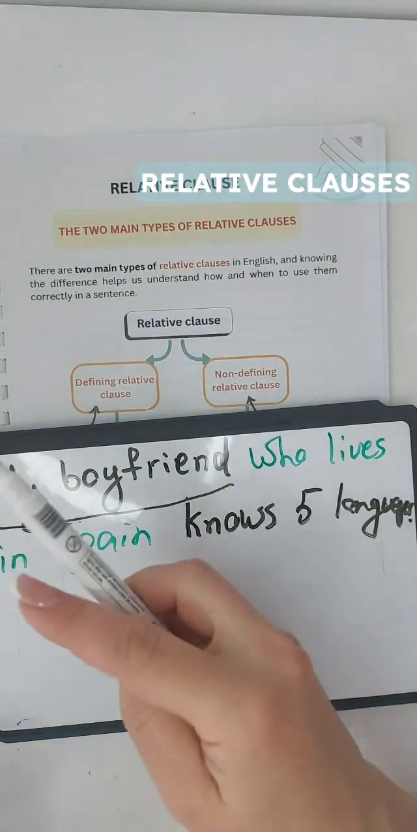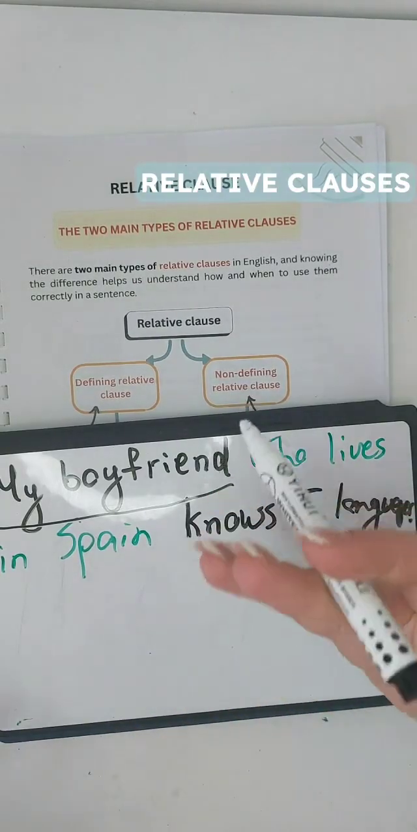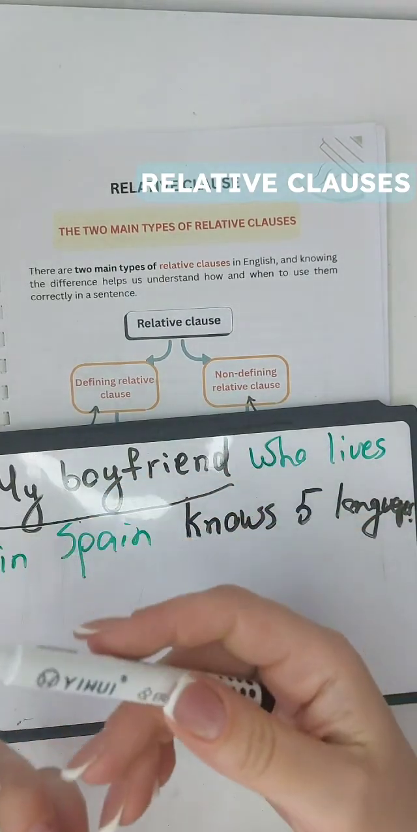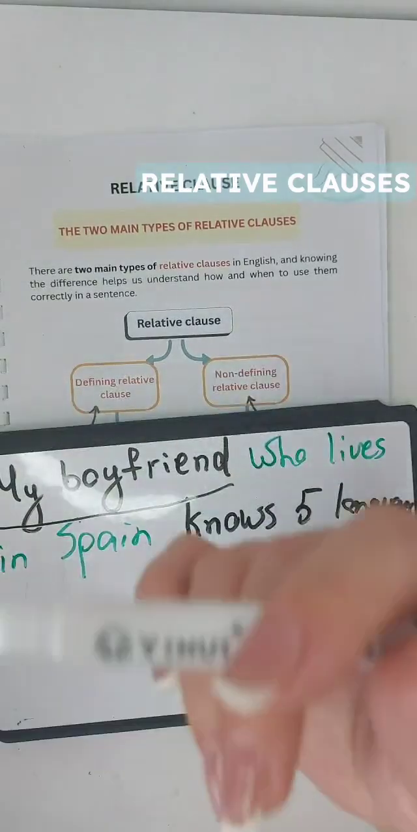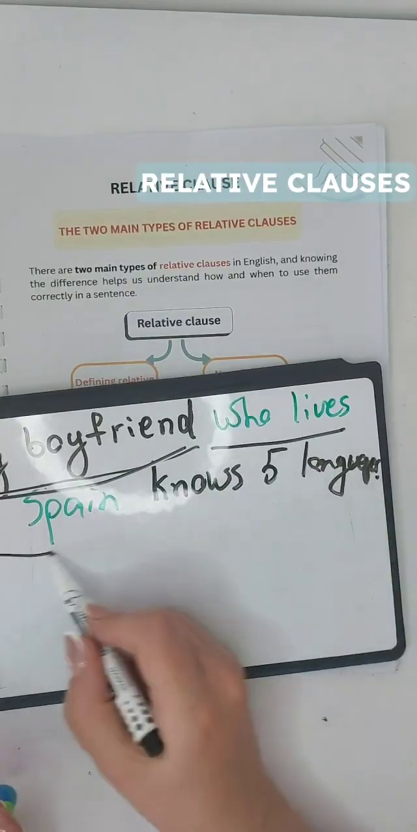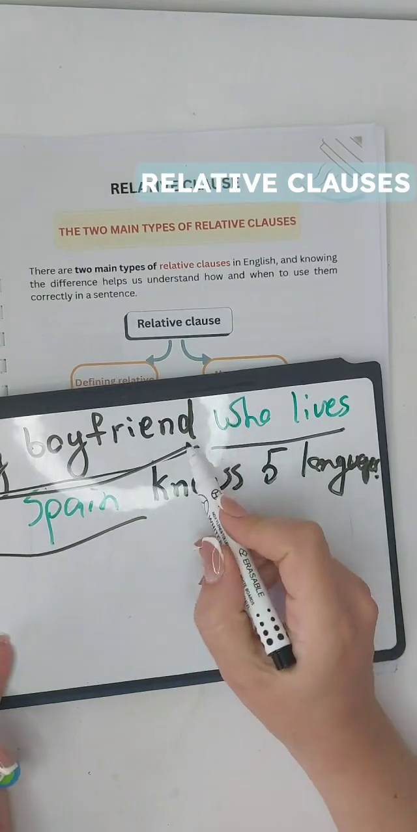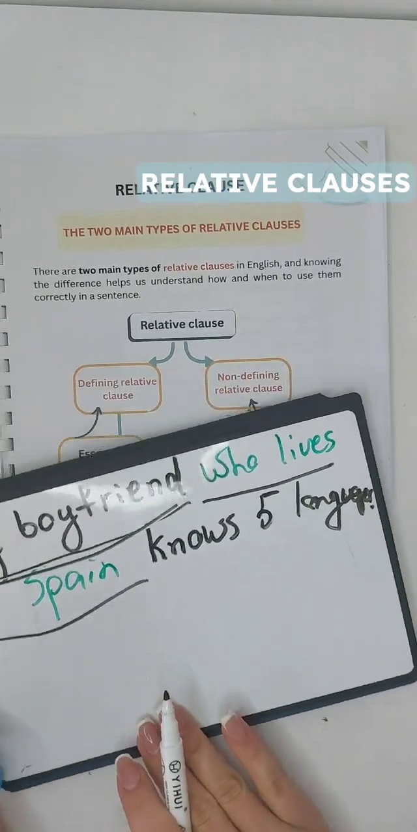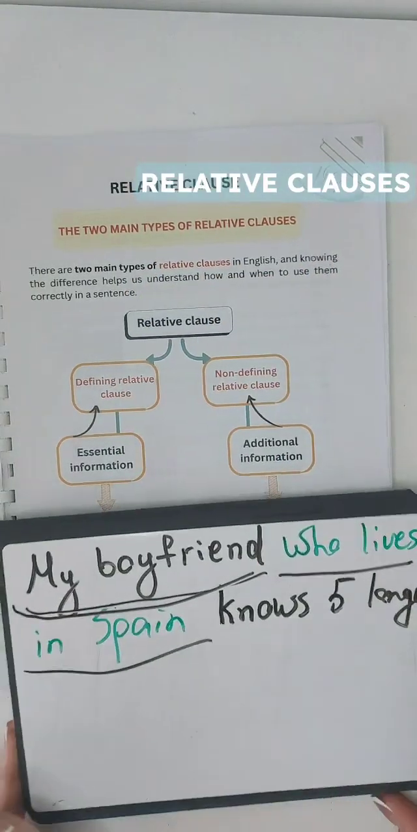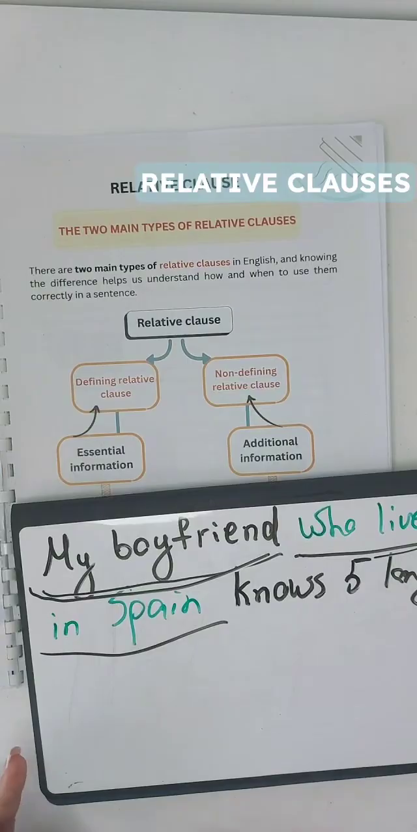One of them lives in Spain, one of them in America, one of them in Italy, one of them in Russia. So I want to identify, to make the listener understand which boyfriend I am talking about, the one who lives in Spain. So be careful with commas, because if we don't use commas, it means we use a defining relative clause. And we use a defining relative clause to identify which one, who lives in Spain.